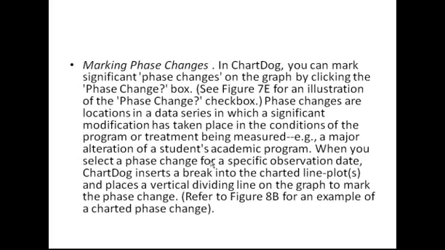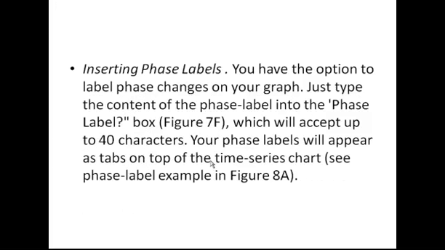Okay, so then you're going to mark those phase changes. In ChartDog, you can mark the phase changes on the graph by clicking the phase change box, if you want to use a phase change. Phase changes are located in a data series in which a significant modification has taken place, and you're moving it up a notch. When you select a phase change, ChartDog will insert a break into the charted line plots, and it places a vertical dividing line on the graph to mark where that phase change happened. And then, just like with everything else, you can create a label for that phase change.